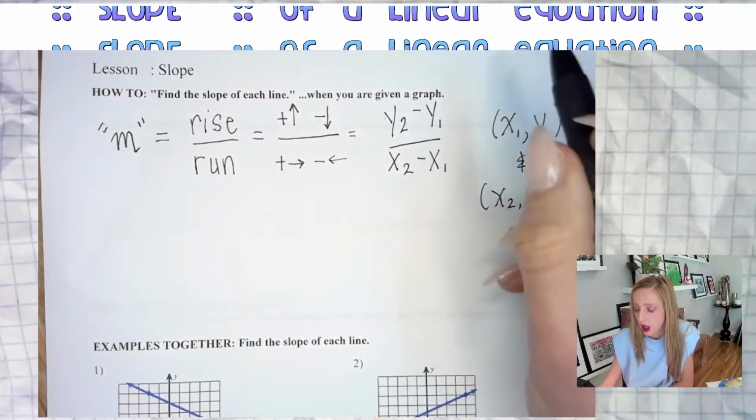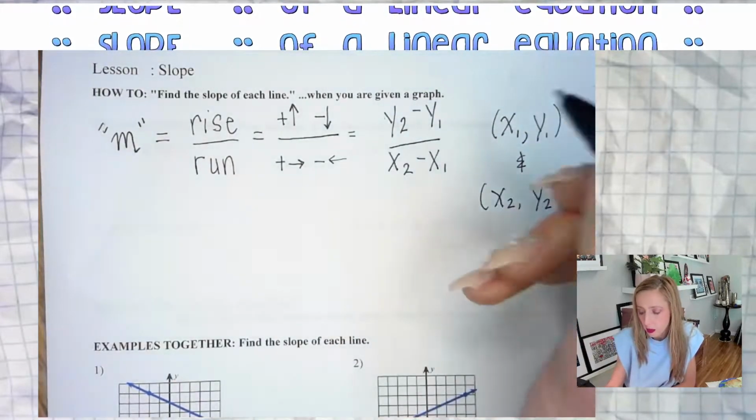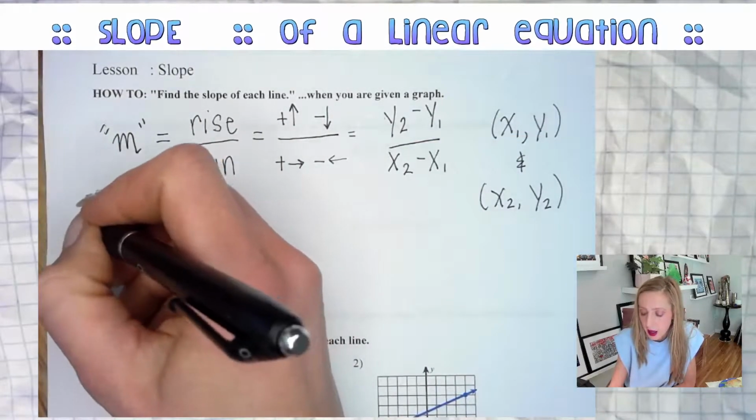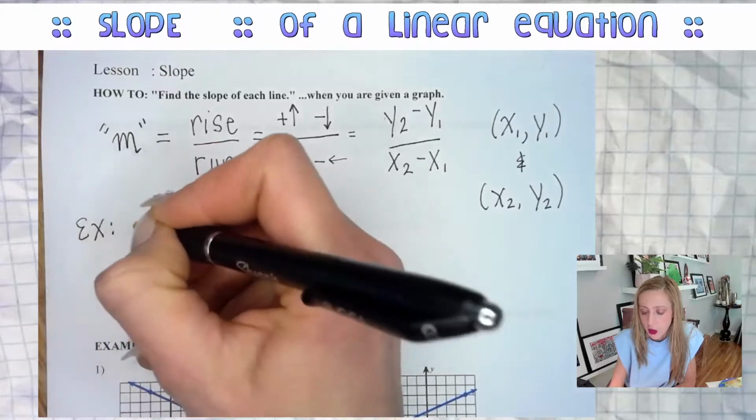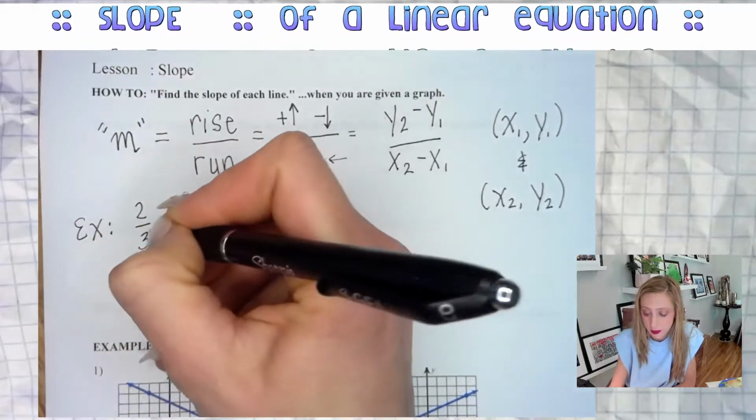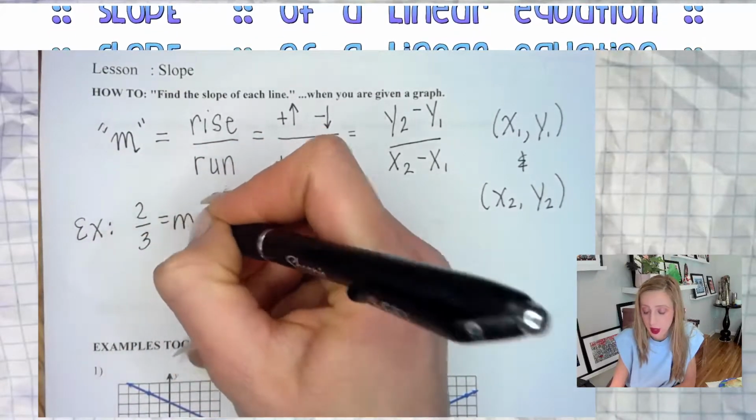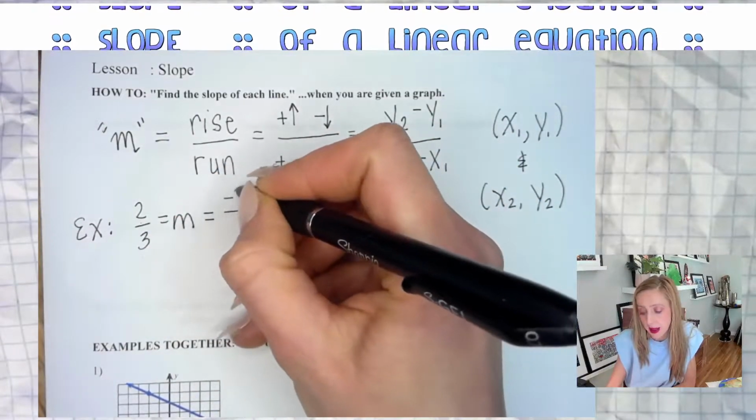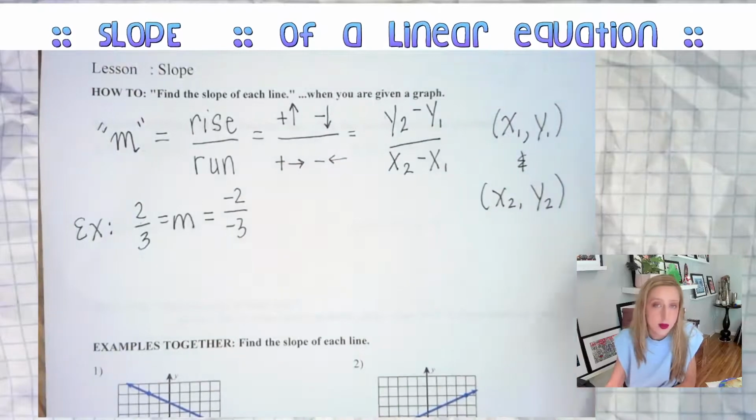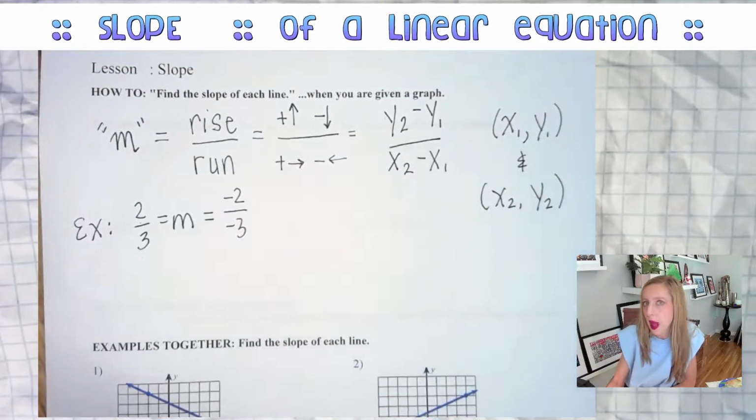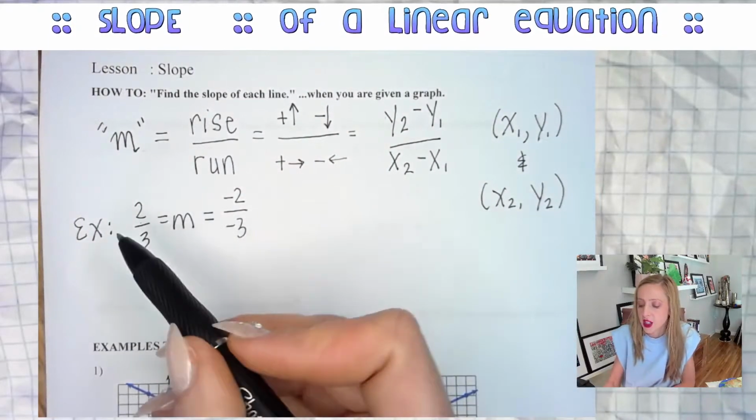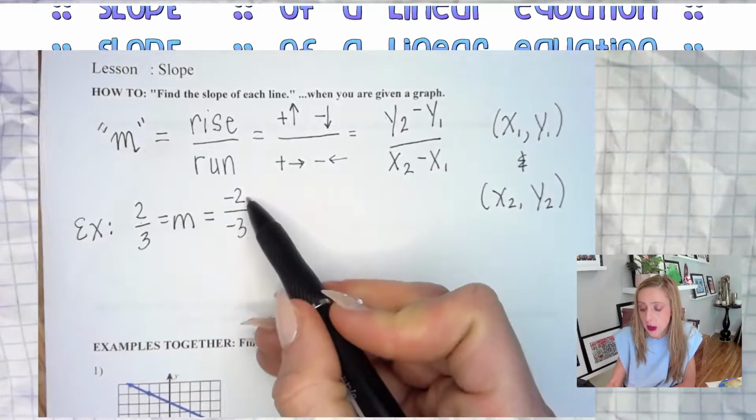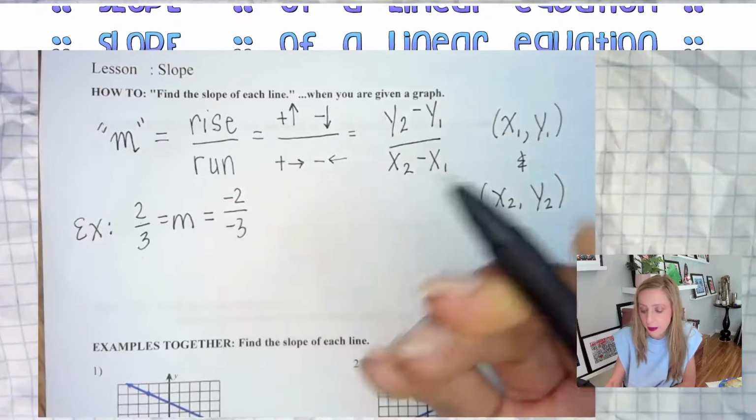A couple of other things about slope that you should take notes on and write down. As an example, if you have a slope of 2 over 3, remember that a positive over a positive is actually the same as a negative over a negative. So sometimes that could come in handy when you have to plot more points in the other direction. So going up 2, right 3 is the same as going down 2 and left 3.